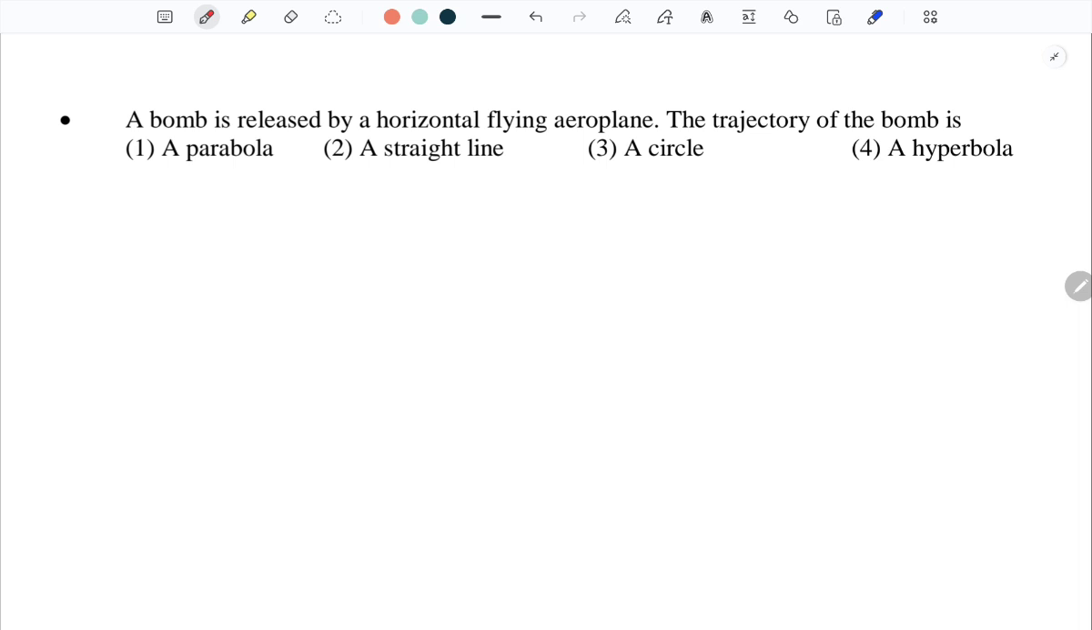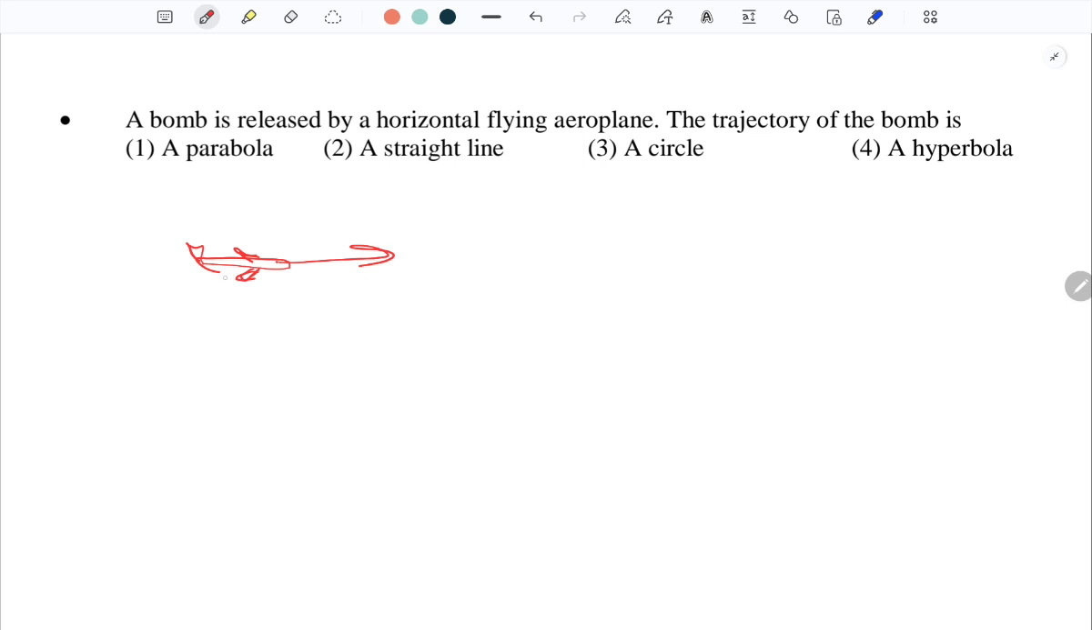Alright, next question. A bomb is released by a horizontal flying aeroplane. Let us say this is the aeroplane. Also, I'm very bad at figures. Please observe, I imagine this to be the aeroplane. It is going straight in the air horizontally.